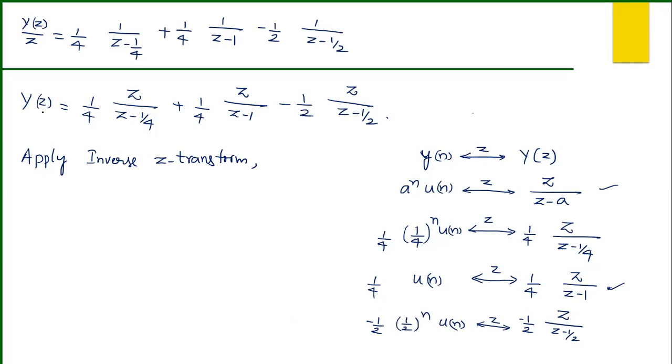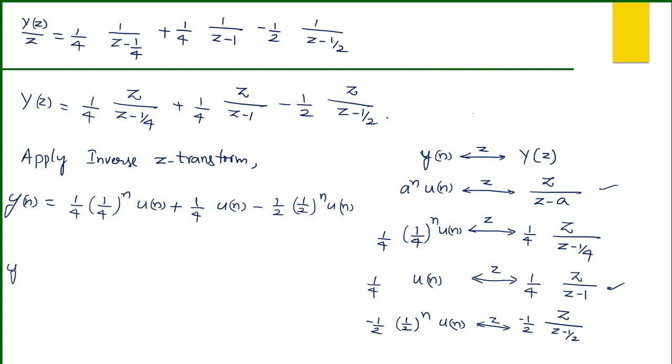Now you write it here. What is the y[n]? Y[n] z transform is Y(z). What is the inverse z transform of Y(z)? y[n]. y[n] is equal to 1/4 z/(z − 1/4) will become 1/4 into (1/4)^n into u[n], plus 1/4 z/(z − 1), how much we will get? u[n], minus 1/2 z/(z − 1/2), which is (1/2)^n into u[n]. So this is the system response.